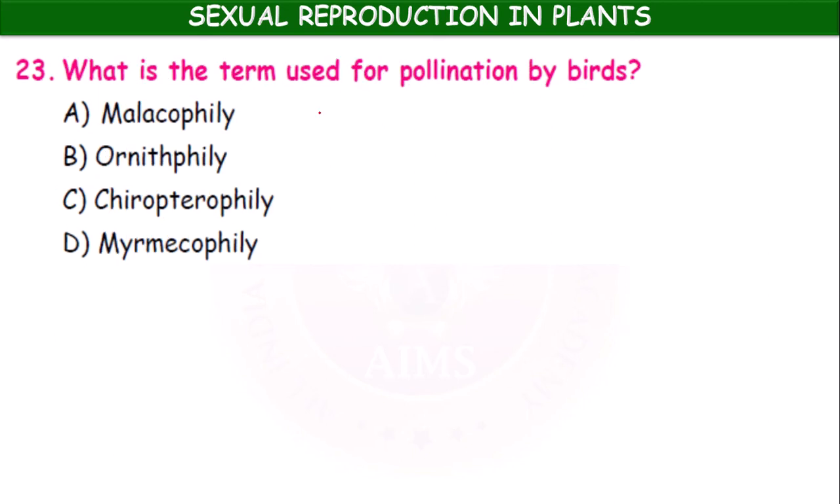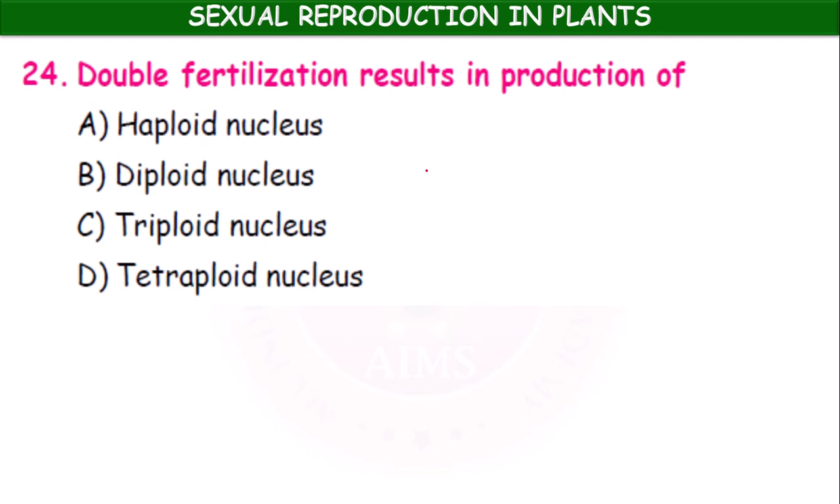What is the term used for pollination by birds? Malacophily, ornithophily, chiropterophily, myrmecophily. It is ornithophily. Ornithology is the study of birds. Ornithophily is pollination by birds. The double fertilization results in the production of haploid nucleus, diploid nucleus, triploid nucleus, tetraploid nucleus.